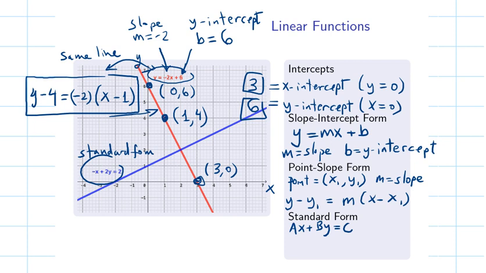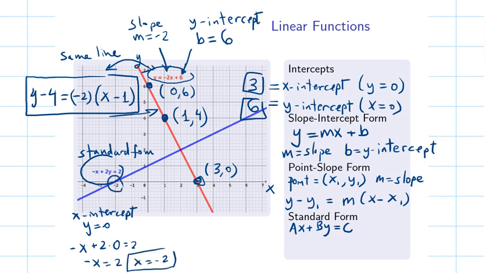So, for example, the x-intercept: notice that y is 0, so we'd have -x plus 2 times 0 equals 2, or -x equals 2, so x equals -2. That's the intercept, and there it is. And the y-intercept has x equals 0, so we put in -0 plus 2y equals 2, and when we solve for y, we see y is 1, and sure enough, that is the y-intercept right up there.